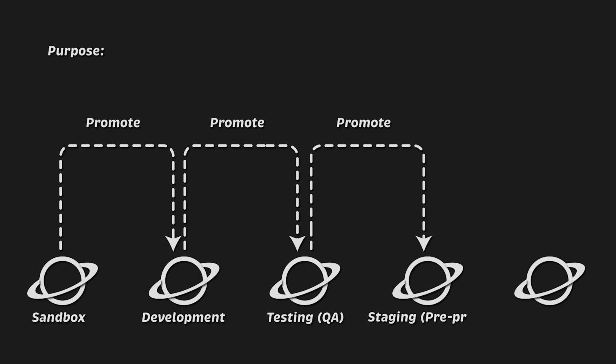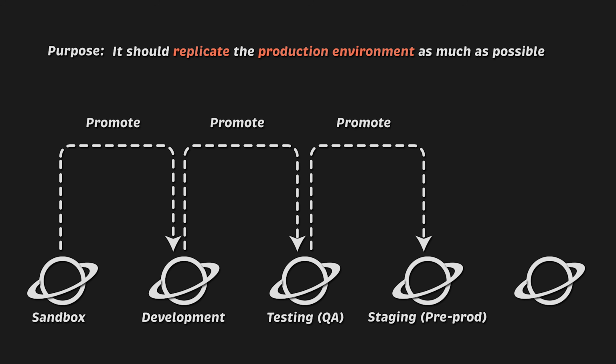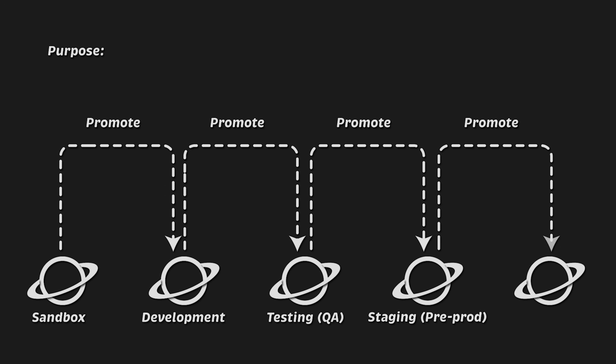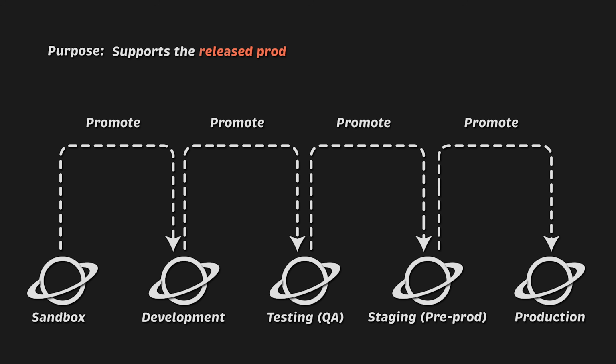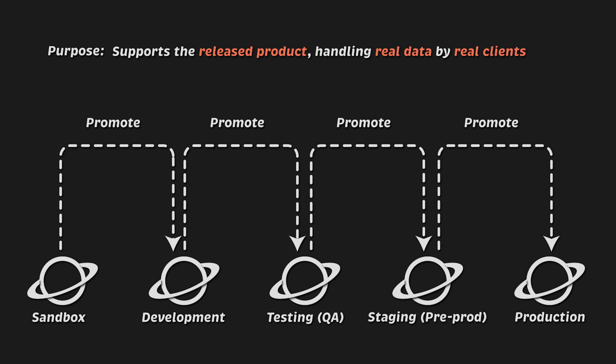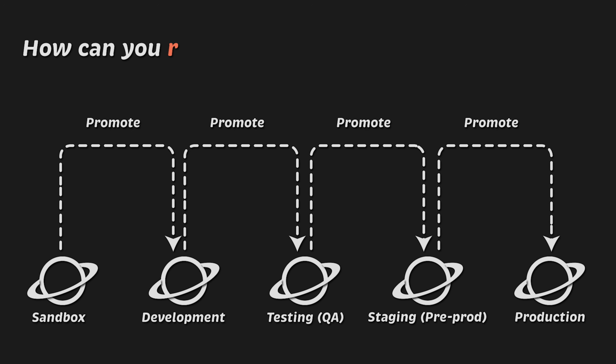Next, we have the staging or pre-prod environment. This environment should replicate your production environment as much as possible. The data setup should be similar in scope and size to production workloads. In this environment, you should not only test your applications, but also verify that the infrastructure operates as expected. Finally, we have the production environment where you release your applications and handle real data from real clients. This is a protected environment where access is assigned based on the least privilege principle.